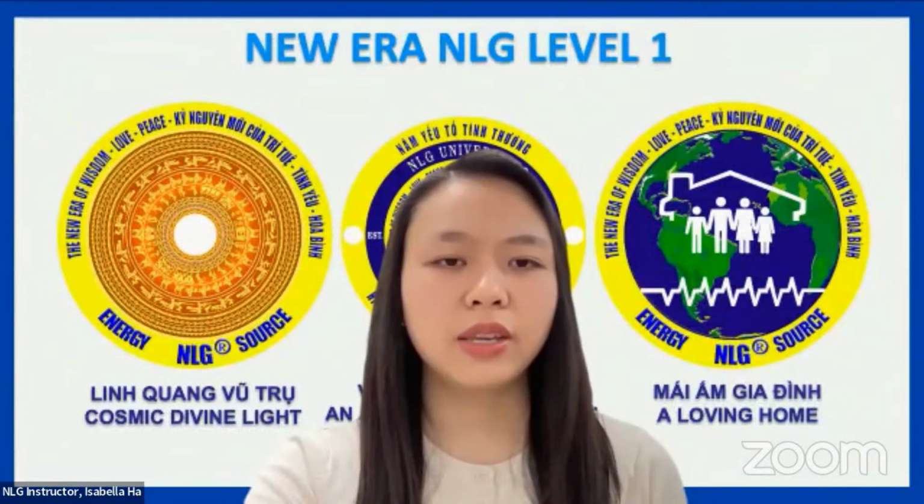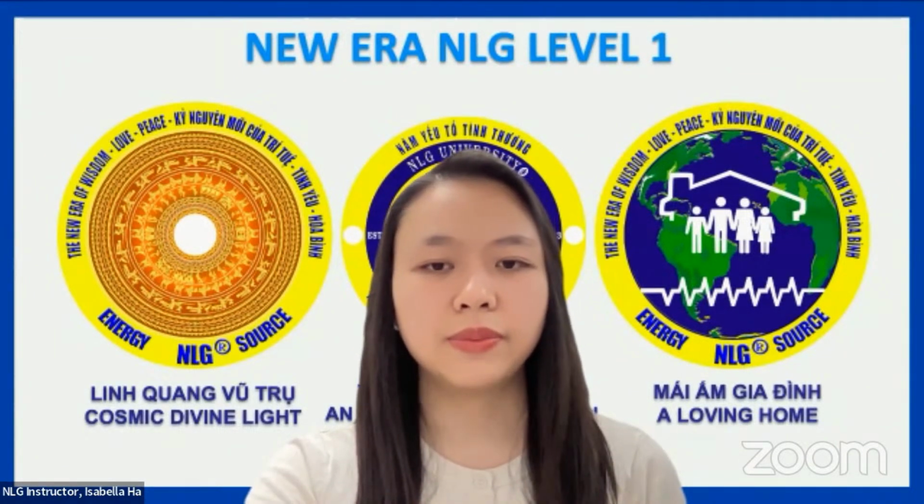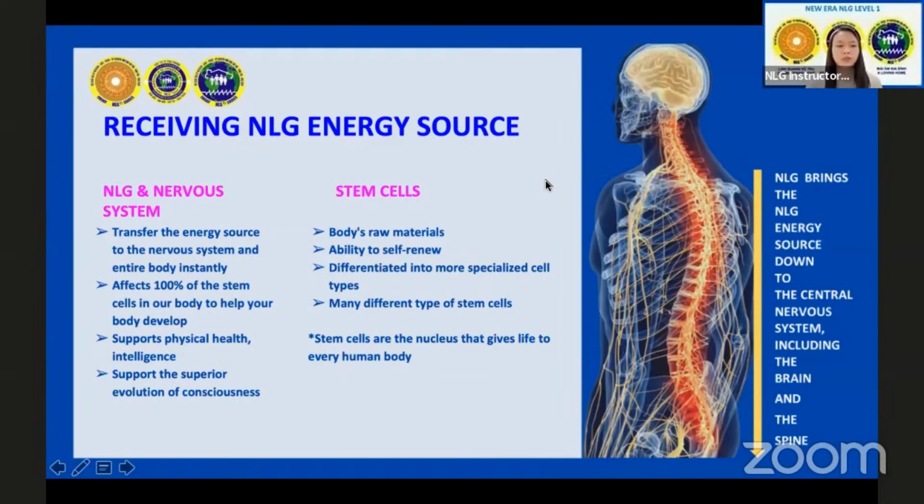So when you receive this energy, basically what it does, if you look here, is that it transfers the energy source to the nervous system and the entire body instantly. It affects 100% of the stem cells in our body to help our body develop. It supports physical health as well as intelligence, and it supports the superior evolution of consciousness as well.